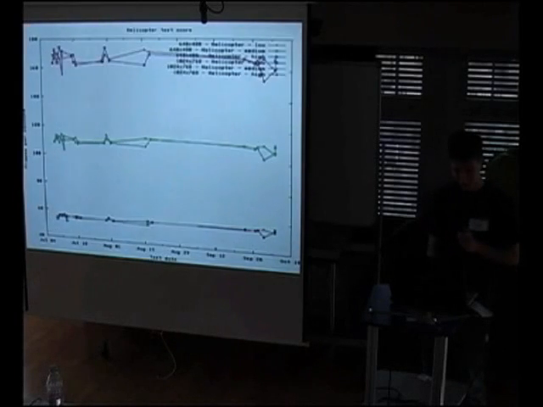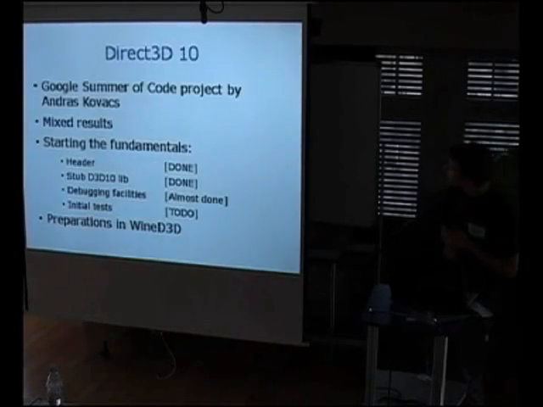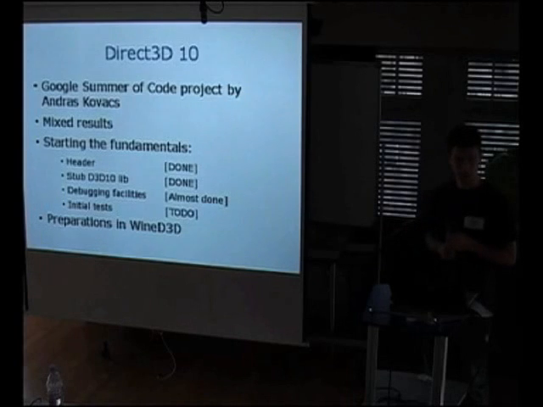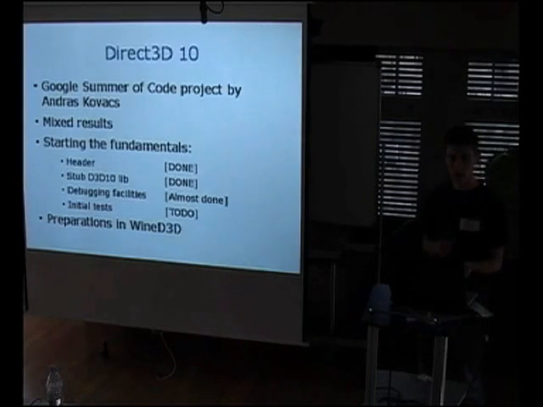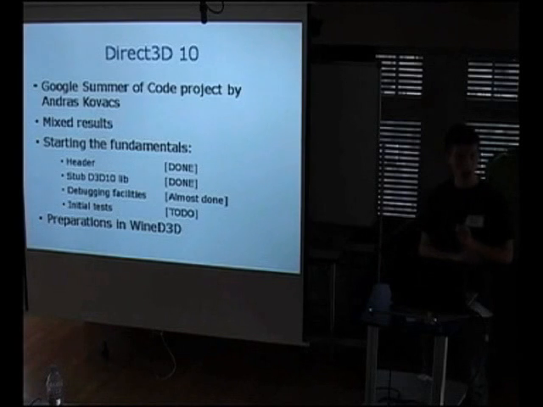So yeah, the Direct3D Summer of Code project was done by Andras Kovacs, and I'm not entirely happy with the results. The idea was to start the foundation of Direct3D 10. What was needed was the header, then a stub library, just to have the function entry points there. We also wanted to make sure that debugging support is started. It's mainly just trace lines which write out the function calls and the parameter names, because Direct3D 8 and 9 have a big problem there.